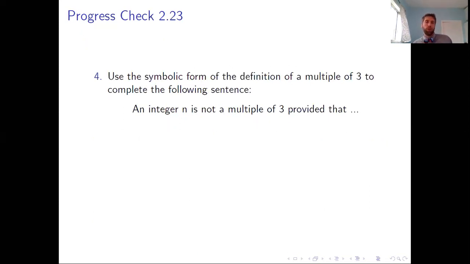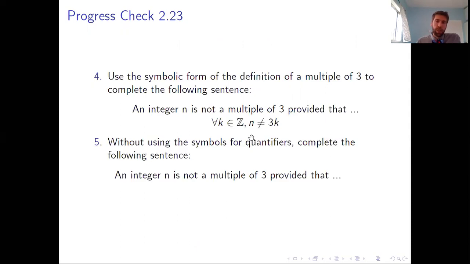Now let's use symbolic form in the definition of multiple of 3 to complete the following sentence. An integer n is not a multiple of 3, provided that for all k in the integers, n is not equal to 3k. Okay, so the definition had there exists and an equal sign. So you change the quantifier, and you change the last symbol in there. Okay, without using the symbols for quantifiers, complete the following sentence. An integer n is not a multiple of 3, provided that for any integer k, n is not equal to 3k.